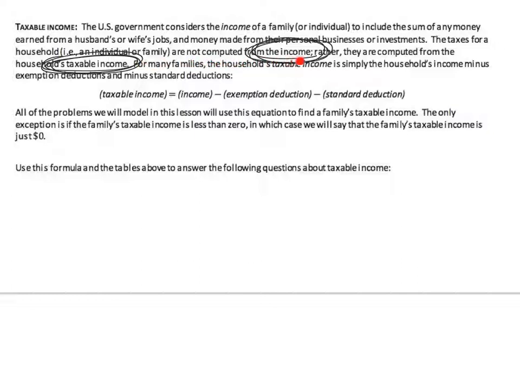For many families, the household's taxable income is simply the household's income minus exemption deductions. They take our income and they subtract things from it to make our taxable income less. So taxable income is your actual income minus the exemptions minus the standard deduction. All of the problems we will model in this lesson will use this equation to find a family's taxable income. The only exception is if the family's taxable income is less than 0, in which case we will say the family's taxable income is just plain old 0. Use this formula in the tables above to answer the following questions about taxable income.